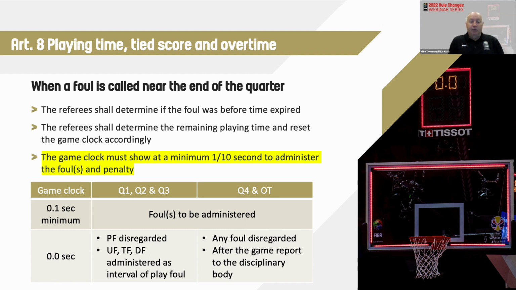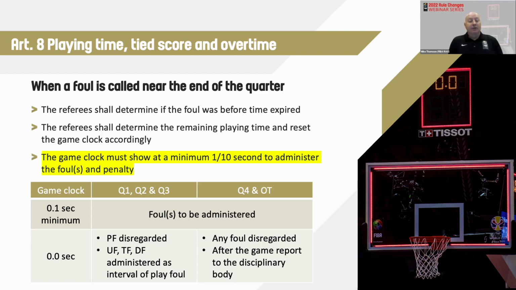However, if we have an unsportsmanlike foul, a technical foul, or a disqualifying foul, that foul will be administered, but it will be administered as an interval of play foul with the penalty applied prior to the start of the next quarter. And if we're at the end of the fourth quarter or the overtime, and the foul occurs after the end of playing time, any foul is disregarded, not penalized, not administered.